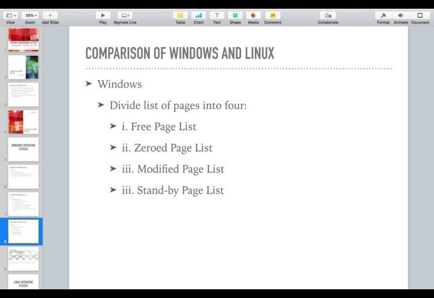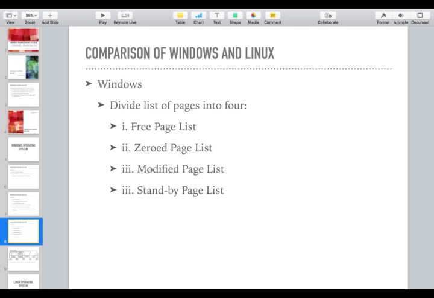So now, Windows divides the list of pages into 4. The first one, the free page list, holds clean pages which are not associated with any process. The zero page list is the list of zeroed-out pages for when they are needed. The modified page list is the list of dirty pages. Standby is a list of clean pages associated with a process, whereas free pages are not.